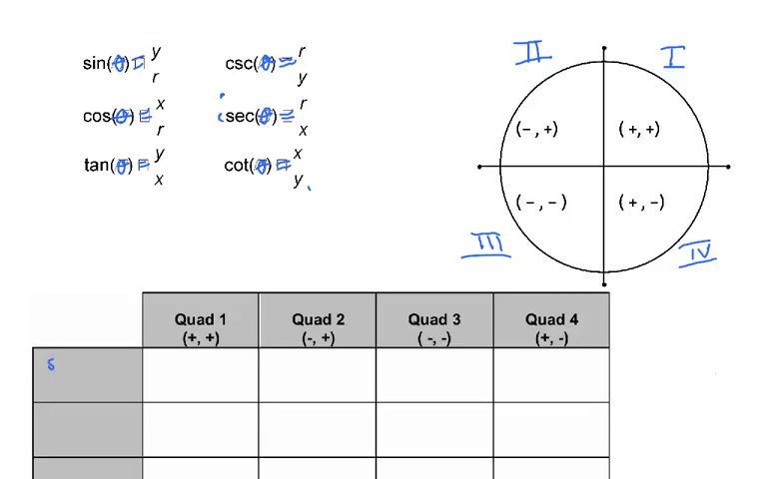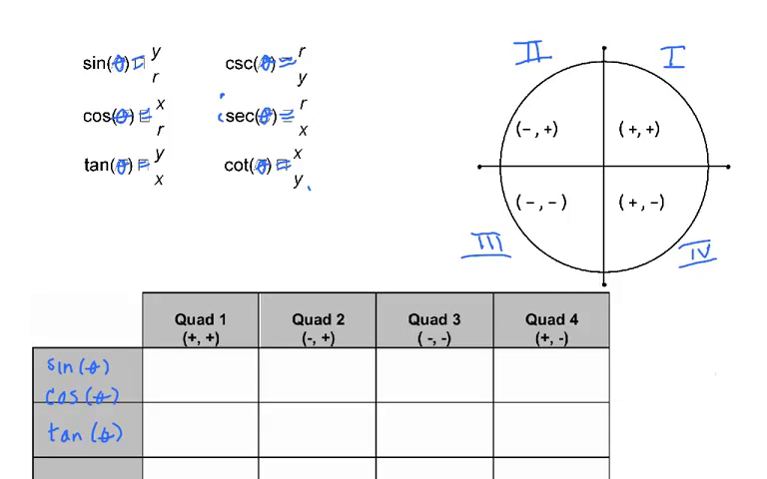So I'm going to start looking at the sine of theta. I will also look at the cosine of theta. And then last we will look at the tangent of theta. I'm not going to be discussing the reciprocal functions because obviously the reciprocal of sine would have the same plus or minus value as sine.